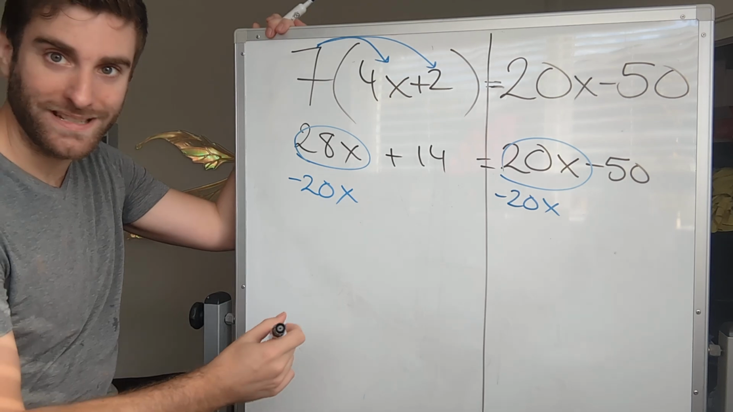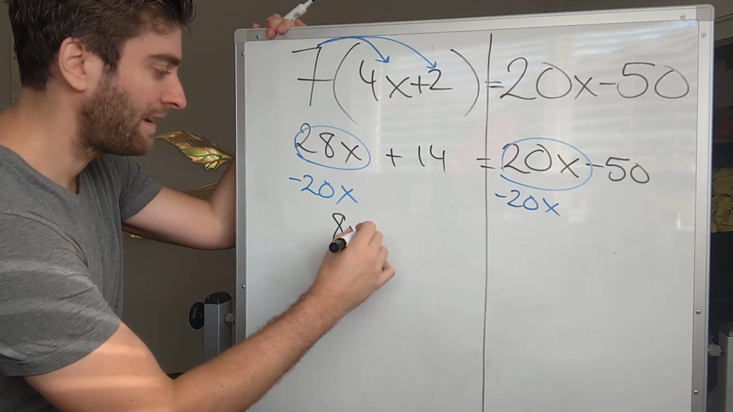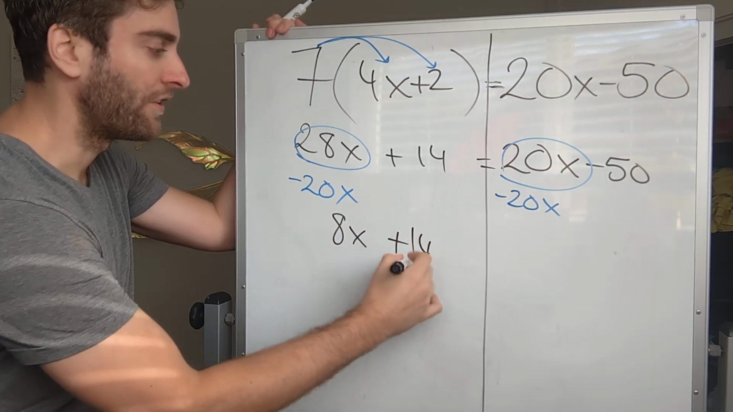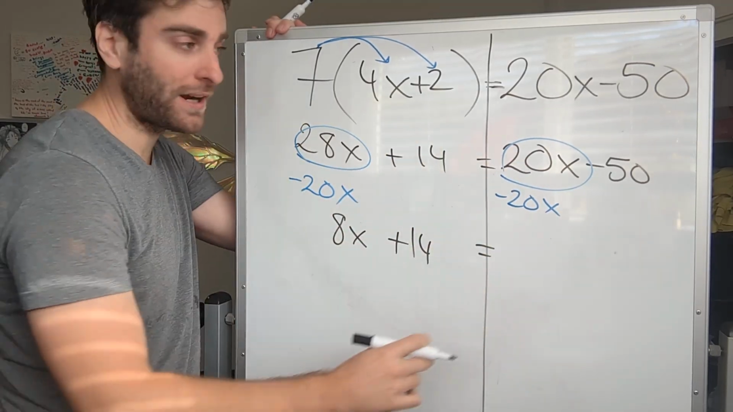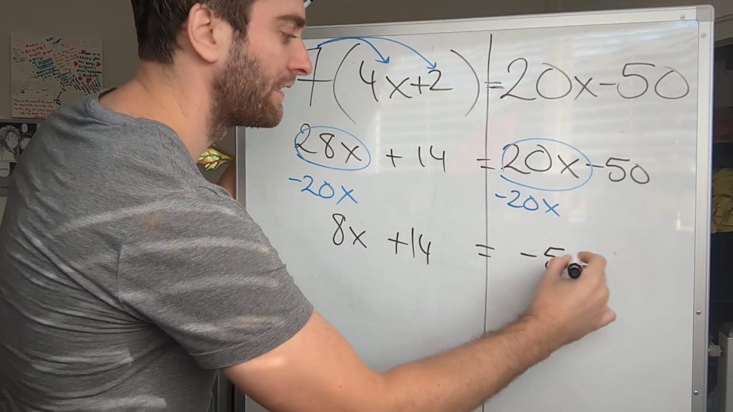28x minus 20x is 8x. This 14 is still here. These x's are all gone. That's why we subtracted them. And we're left with this negative 50.